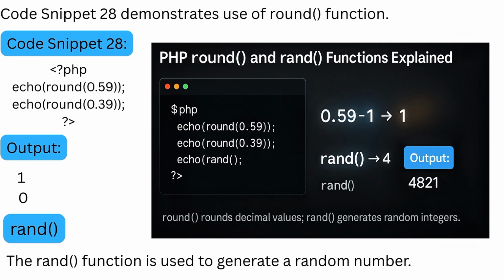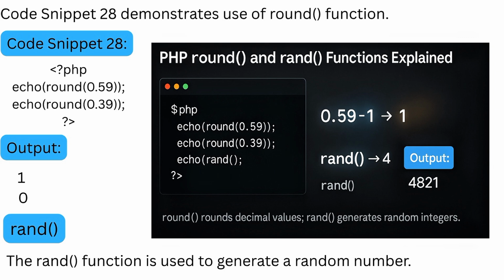Now let's look at Code Snippet 28, which demonstrates the use of the round function and also introduces a new function called rand. The code shown in the image is written as open PHP tag, echo, open bracket, round, open parenthesis, 0.59, close parenthesis, semicolon, then echo, open bracket, round, open parenthesis, 0.39, close parenthesis, semicolon, and finally close PHP tag. When this code runs, the round function processes each of these numbers one by one.